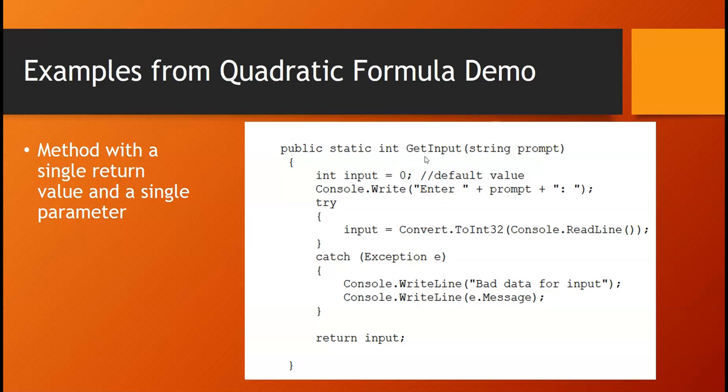Name of the method is getInput, and now I have string prompt. Prompt is my input value, and that's going to be my parameter, my placeholder, where the argument's going to drop into that placeholder. So I'm going to send in a prompt, and then in this particular case it's going to say enter whatever that prompt is, and I'm going to do some error trapping for the data, and if it's bad I'm going to print out a message, and then I'm going to return input.